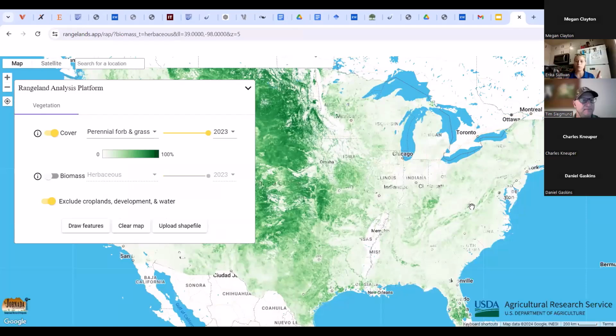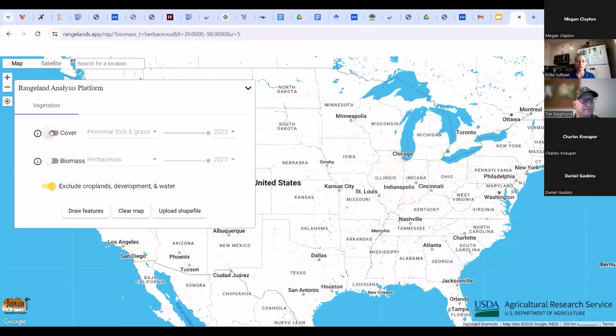The RAP just works with Northern America, which shouldn't be an issue. I think most of us are living in Northern America. But with that, I'm going to turn this switch off, and we're going to walk through some of the tools and features so that you can come out of this talk knowing how to use the platform for yourself. So we are currently in map mode.